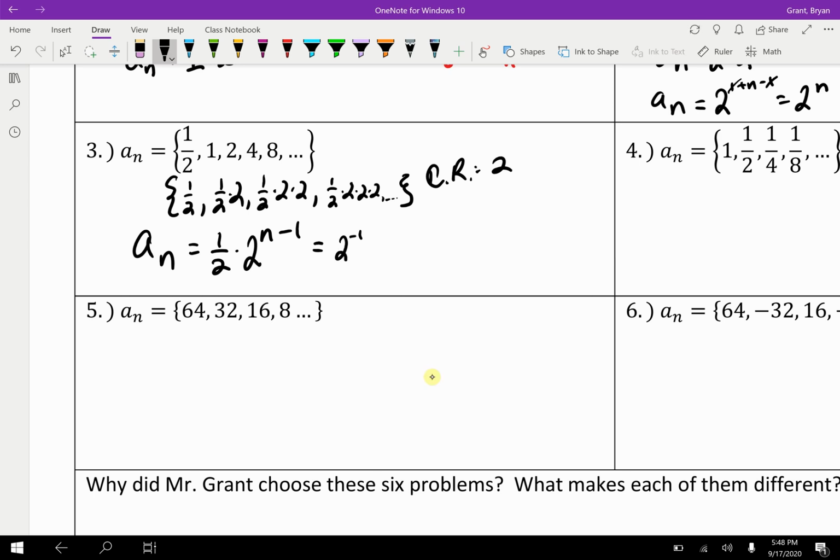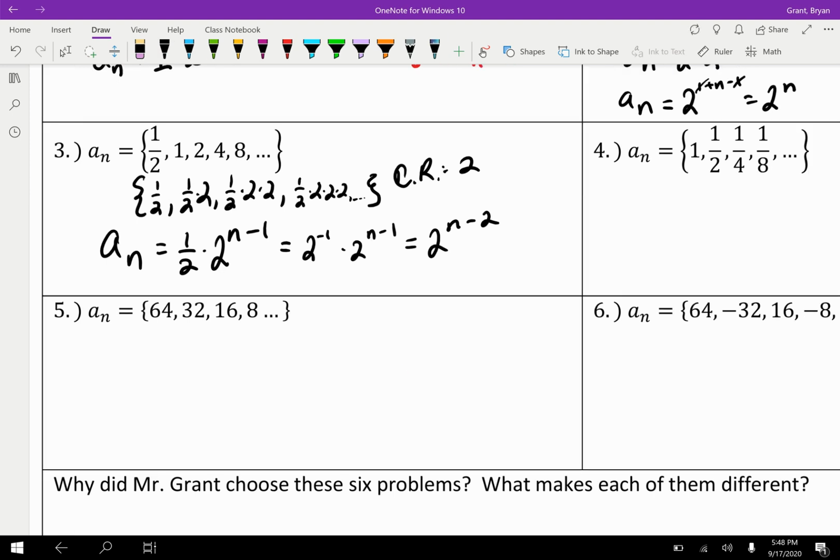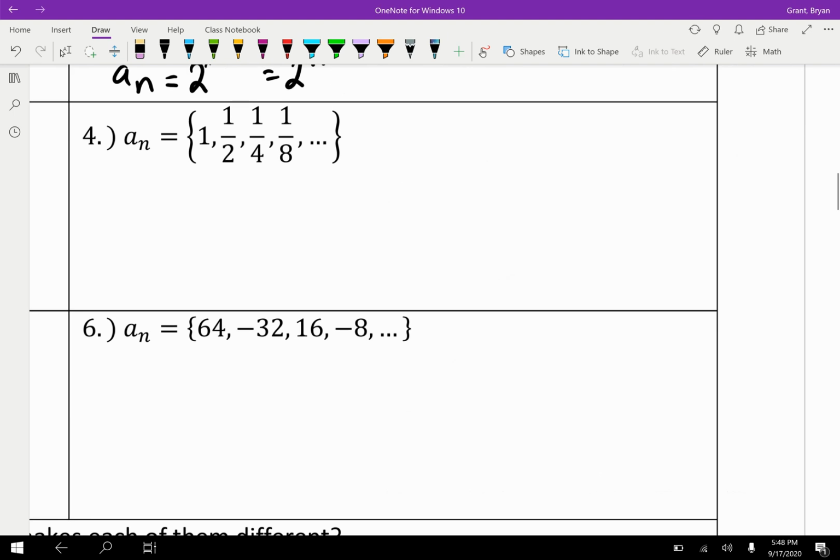1/2, that's 2 to the negative first, isn't it? Don't know why I put an equals in between. I think 2 to the negative first is equivalent to 1/2. Add these exponents again together, and we get 2 to the n minus 2. And if you put 1 in here, 1 minus 2 gives you 1/2, and you get the exact same answer. Let's look at a few more.